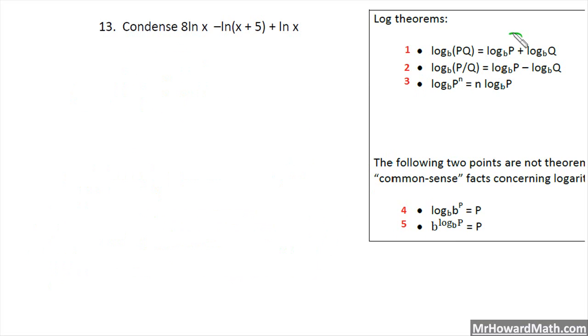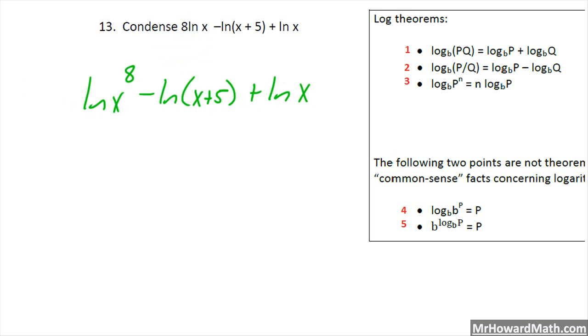So when we condense, we're going to be going from this side of the theorems to this side of the theorems. We're going from more stuff to less stuff. Okay, so we'll take this one step at a time. This part right here, we're going to pull that 8 multiplier up as an exponent and condense that. So ln of x to the 8th. And then I'll just keep everything else the same, and we'll go through multiple steps here.